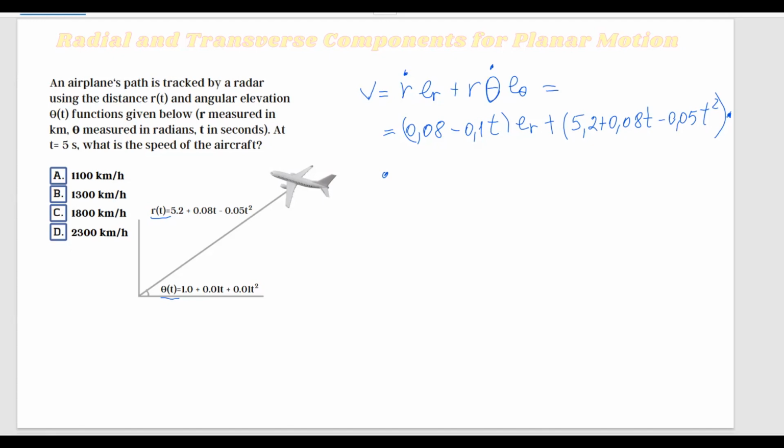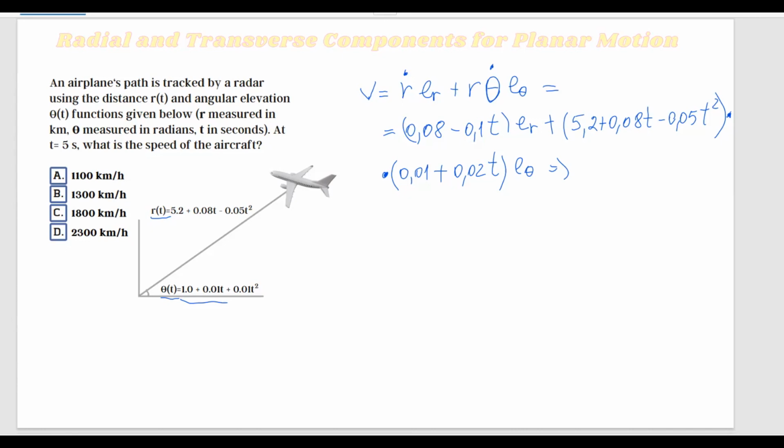So we're going to take the first derivative of this equation now. The 1 is going to become 0. Next, we have 0.01 plus 0.02t, close parenthesis, e_theta. So this is the equation we end up with. And now, moving forward, we have to calculate what is the speed at t equals 5 seconds.